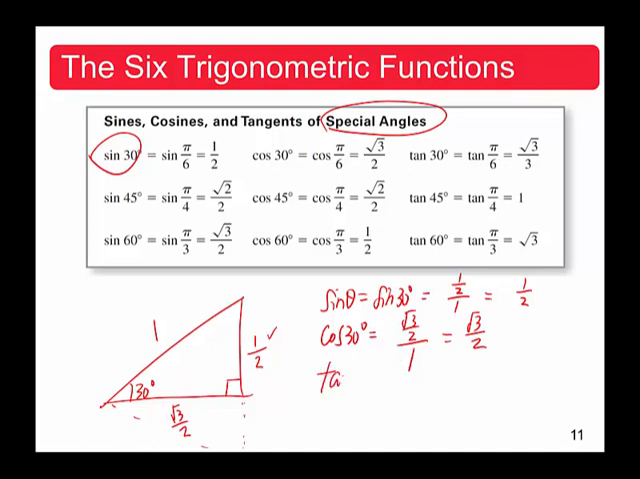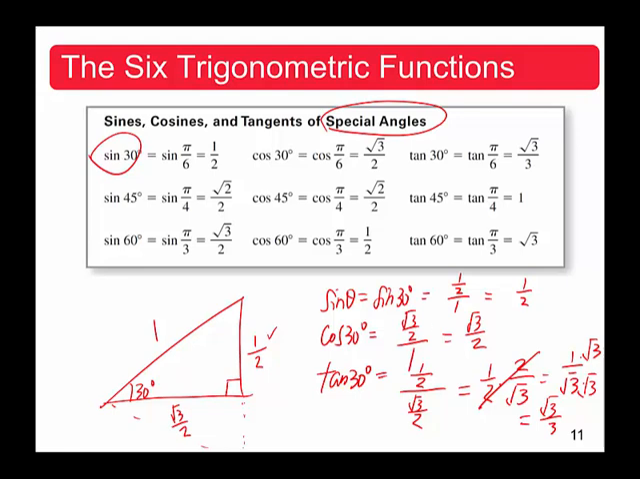And tangent 30 degrees is opposite over adjacent. If you simplify this, cancel the 2, it's 1 over radical 3. Rationalize that, you get radical 3/3. So radical 3/3.